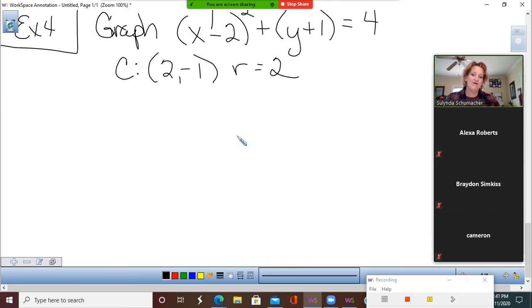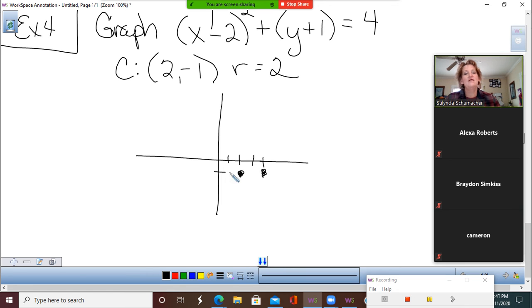So when we graph it, I just need you to plot the center. So (2, -1). Here's the center of my circle. And then just like before, I want you to go to the right 2 from the center, left 2 from the center, up 2 from the center, and down 2 from the center. And then try and connect your dots to make a circle.